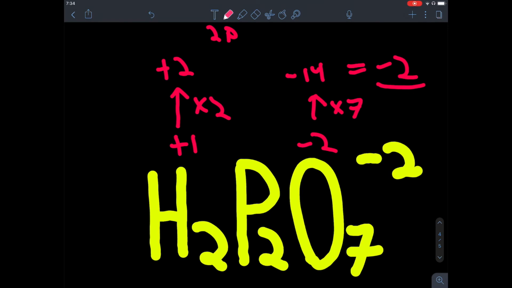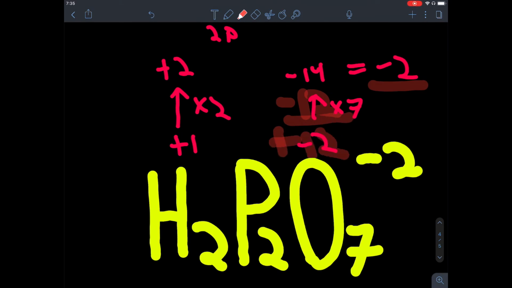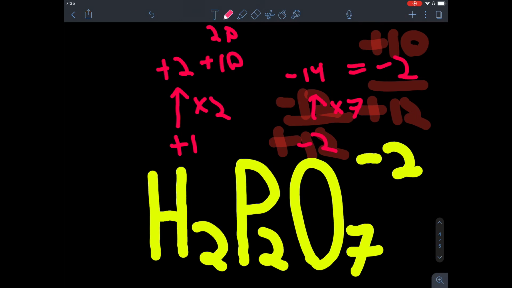Let's see what we can do, I'll use the highlighter. So that now is going to be -12, and we're going to add it on both sides. Plus 12, plus 12. And that will get us to +10. And so that 10 is going to represent our 2 phosphorus. So we'll have +10 up there.